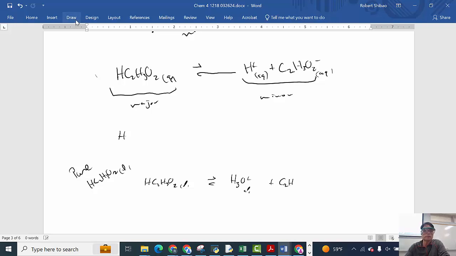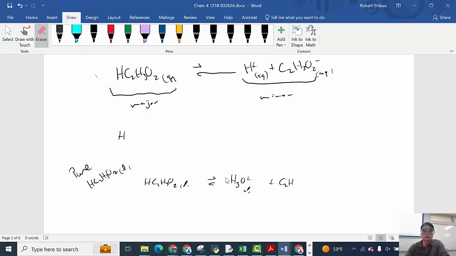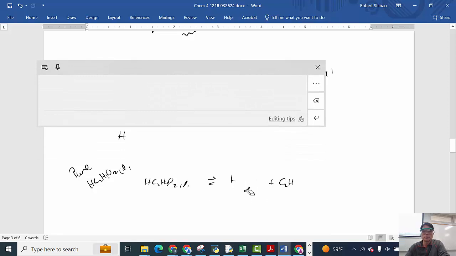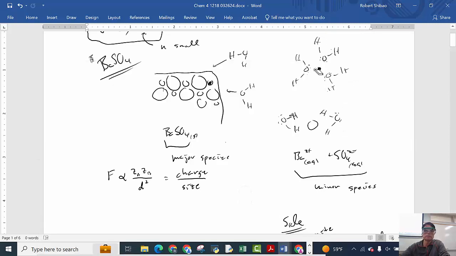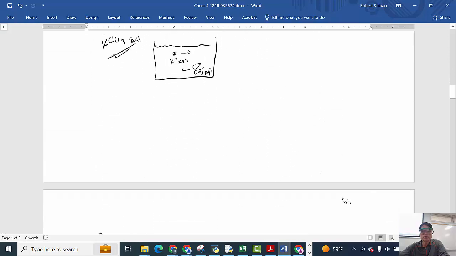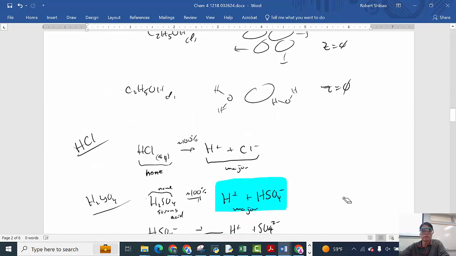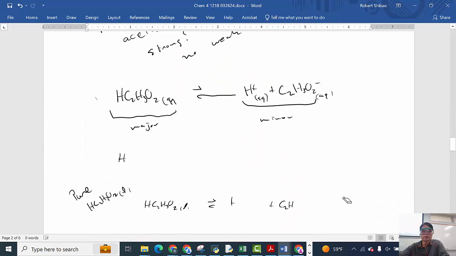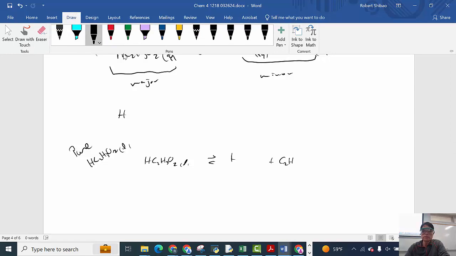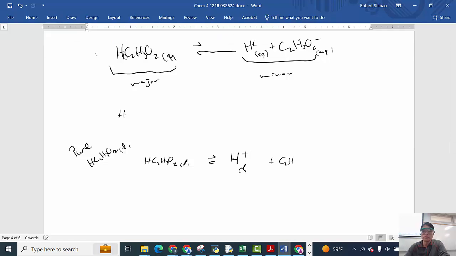Or not hydronium. What am I doing? We can't have any hydronium here. Why? There's no water. This is not molten. This is already a liquid, so it's already melted. We could freeze it if we cool down the temperature, but it's a liquid at room temperature. So this is going to form H plus liquid plus C2H3O2 minus liquid.